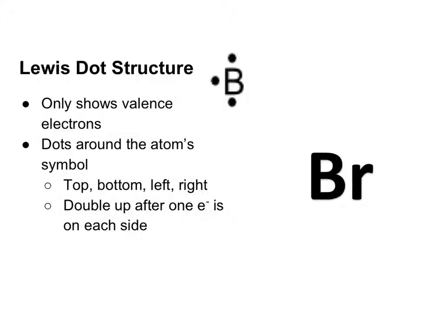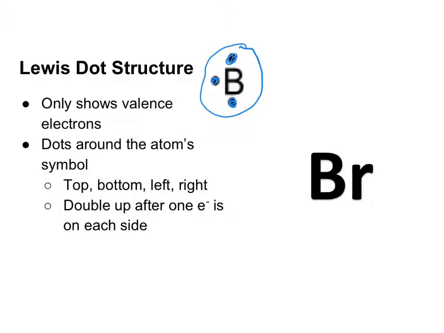On the top we see an example of a Lewis dot structure for boron. This atom of boron has 3 valence electrons, so we show those valence electrons around the symbol. Here we see 1, 2, 3 valence electrons.